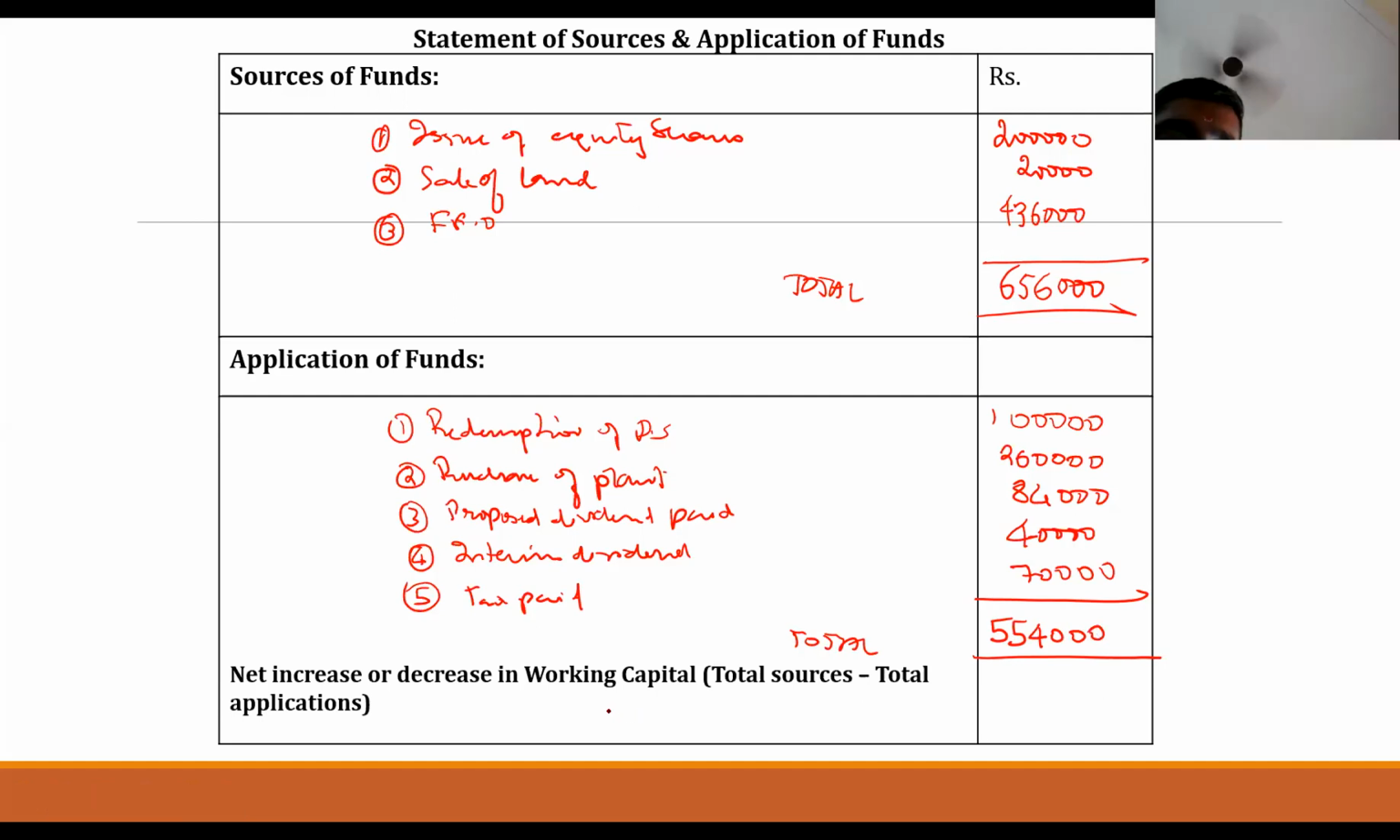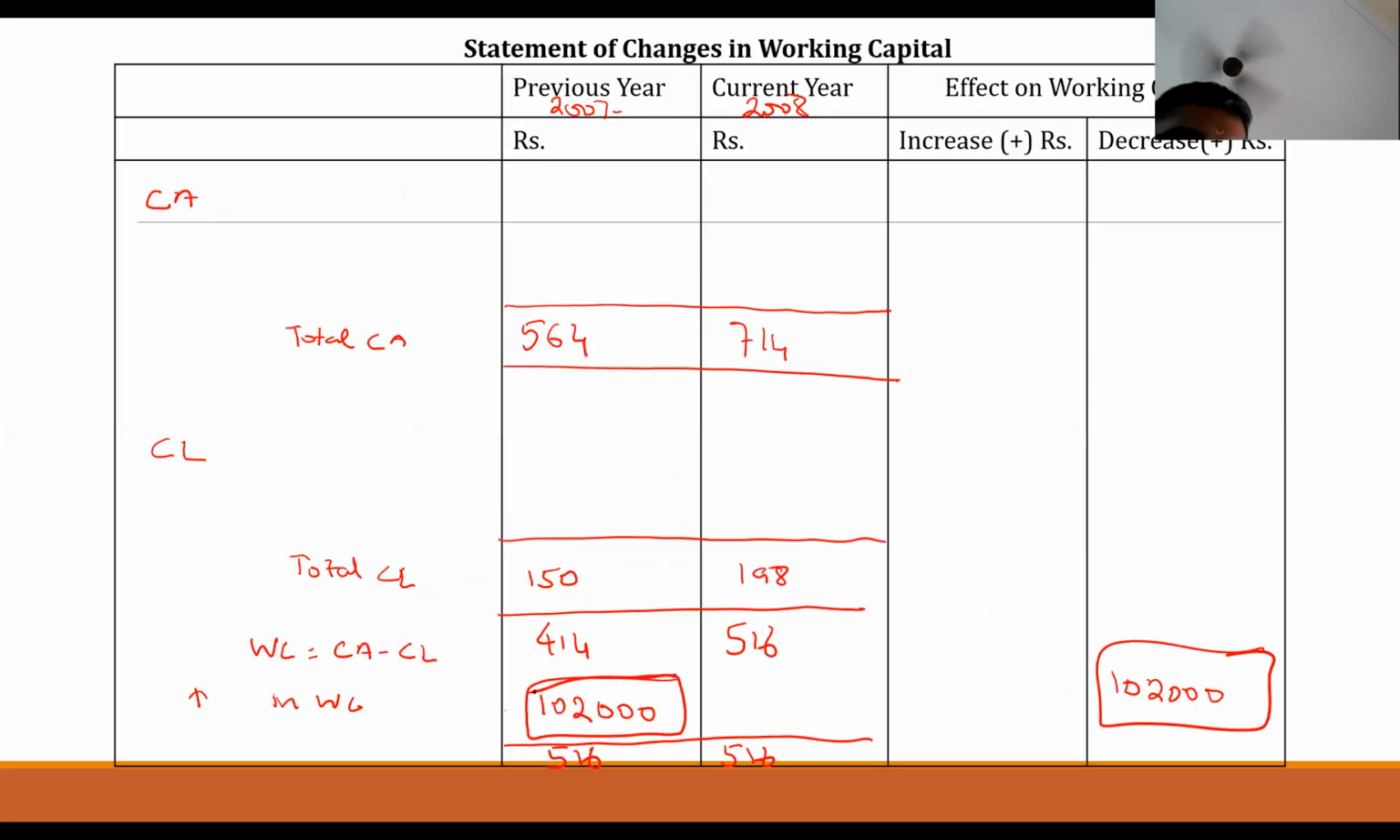Increase or decrease? Increase. Increase in working capital, 1 lakh 2,000. 6,56,000 minus 5,54,000. This amount we have already received while preparing the statement of changes in working capital.